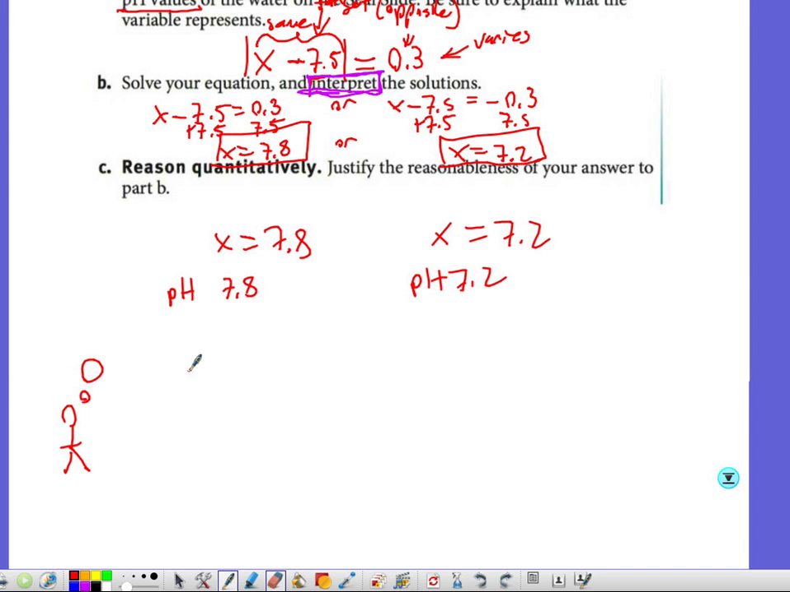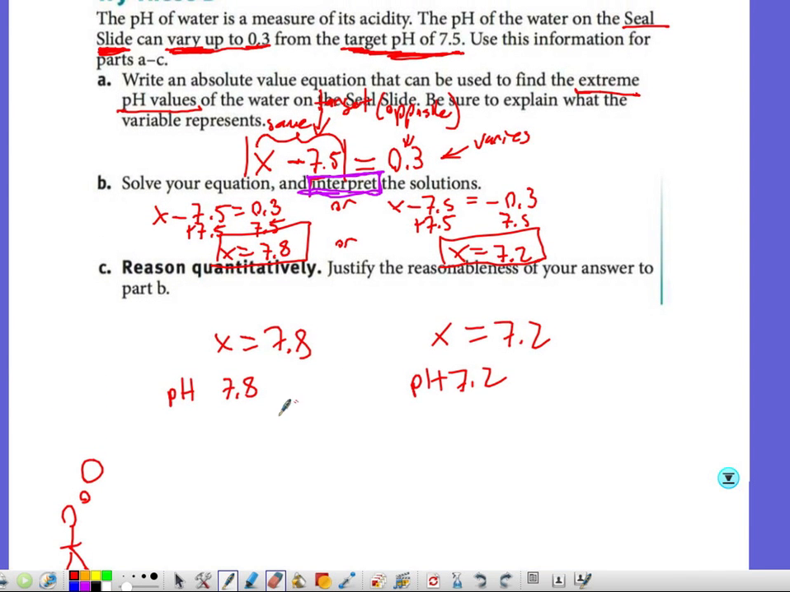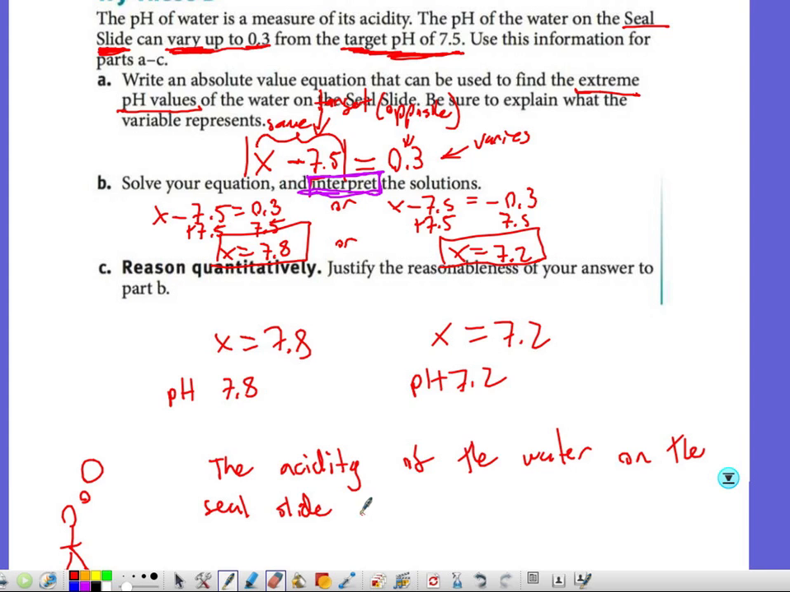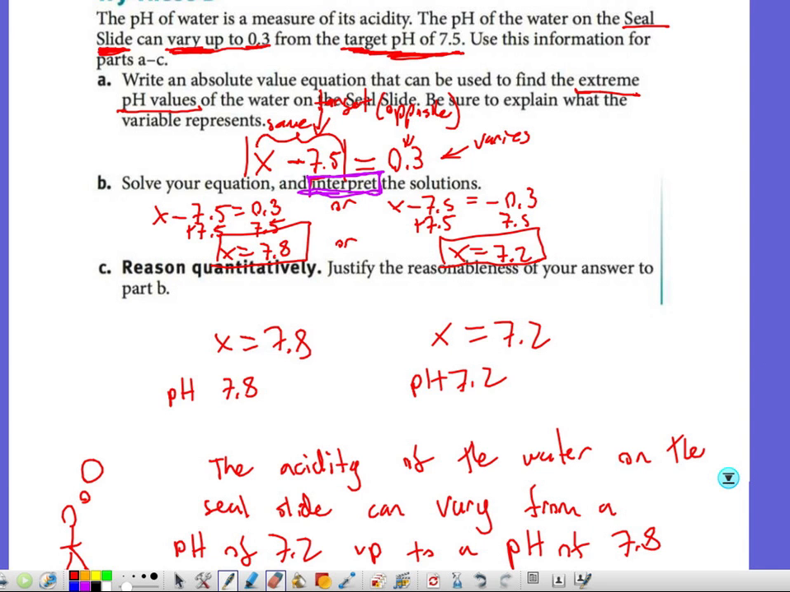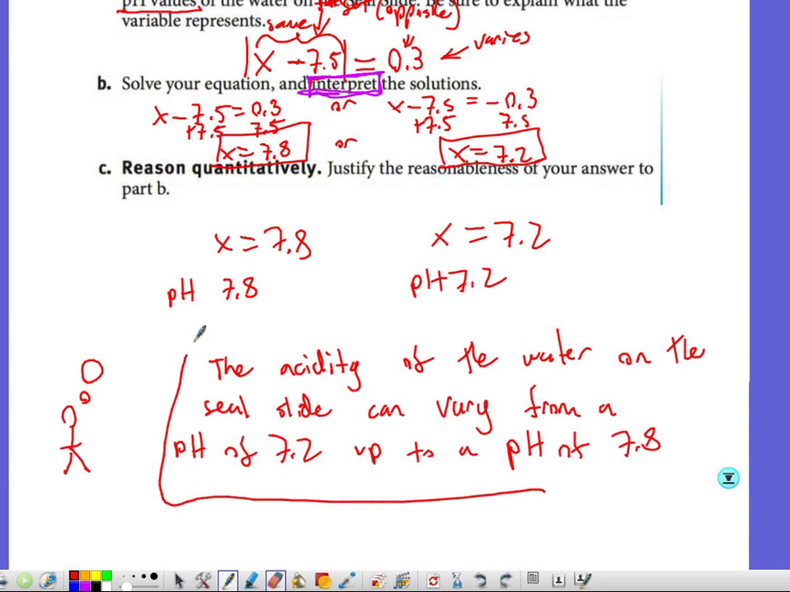So here is the perfect answer. The acidity of the water on the CO slide can vary from a pH of 7.2 up to a pH of 7.8. There we go. This is a sentence.